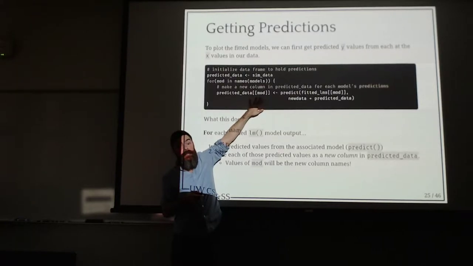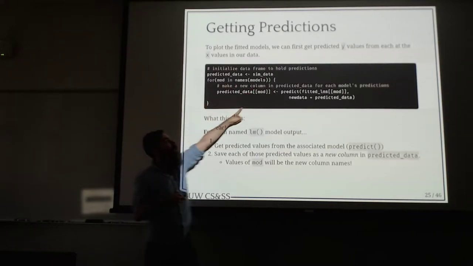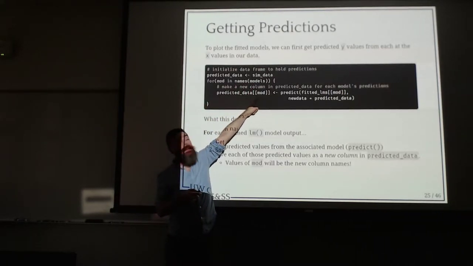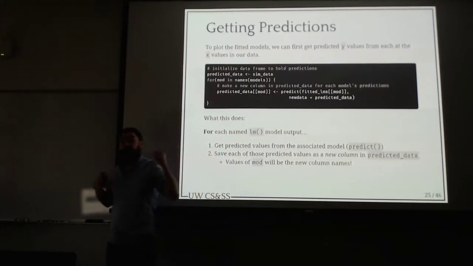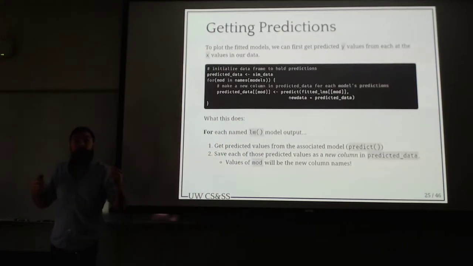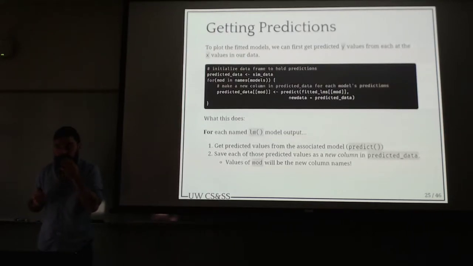Yeah, I'm generating a new column in predicted data. The name of the new column I'm generating is whatever name is here for mod. So the first new column I'm going to generate is going to be a column called intercept only. The next one is going to be linear. The next one is going to be quadratic. And the last one is cubic. I'm generating new columns in a data frame inside of this loop.